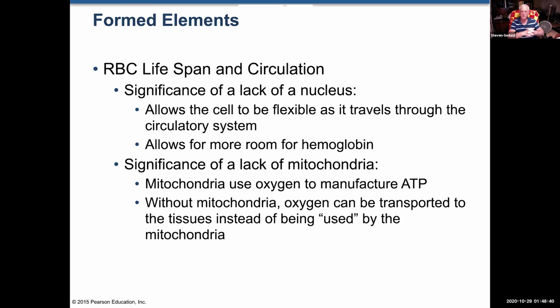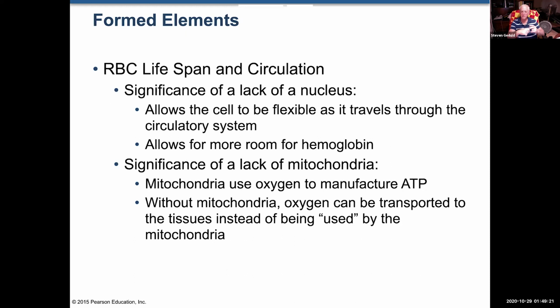They also lack mitochondria. Mitochondria produce ATP, energy for the cell to function, but the red blood cell doesn't need that energy because it doesn't have that function. Mitochondria use oxygen to produce ATP. Remember the Krebs cycle and all that from biology and other classes you've taken? It would defeat the purpose for a red blood cell, which is carrying oxygen to deliver it, to use it all up. So it makes no logical sense for red blood cells to have mitochondria because they're delivering oxygen. They don't want to use it all up.